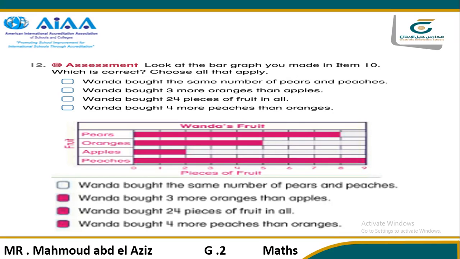Another sentence here. There are 4 more peaches than oranges. So we have here 9 minus 5. Excellent, equals 4. So we will choose number 2 and number 3 and number 4.